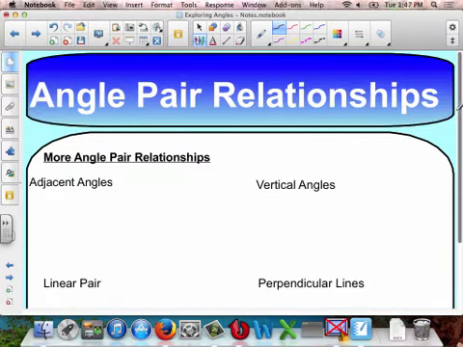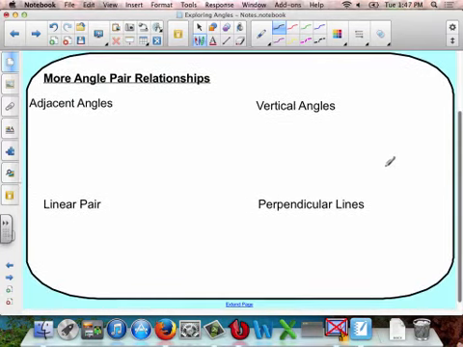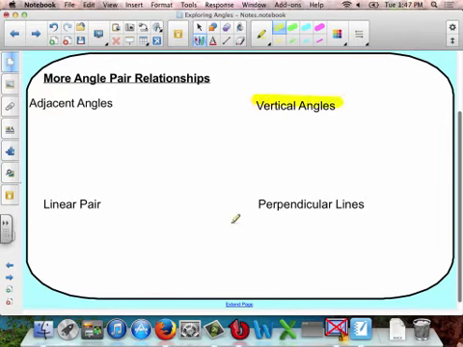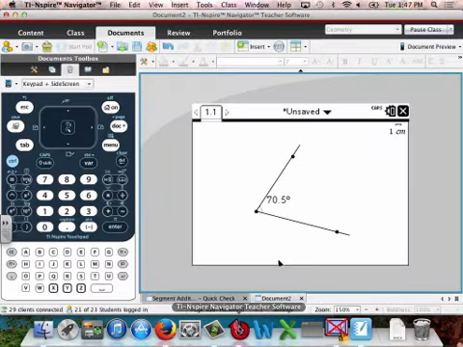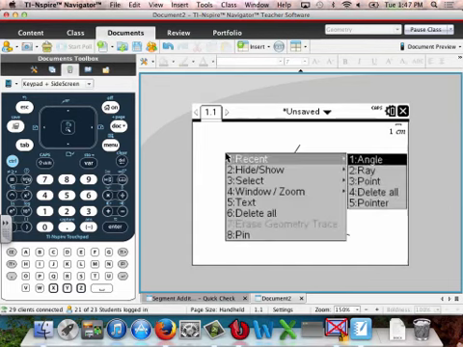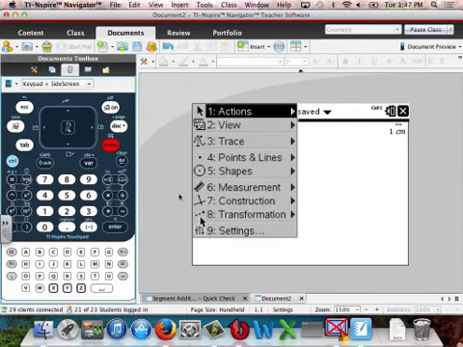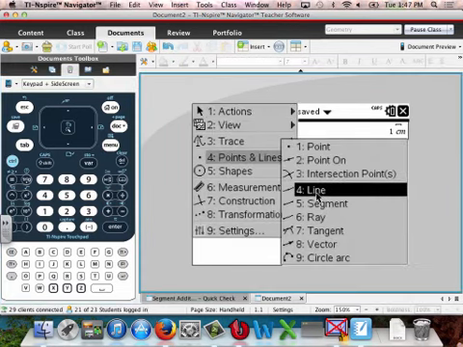All right, we've got a lot more to talk about here. The main one I want to do is a demo for you. I want to talk about vertical angles. Let's go back to the Inspire. Again, you guys don't need to do anything. Don't worry about it. Just sit and watch. What I want to do here is create two lines that are intersecting.